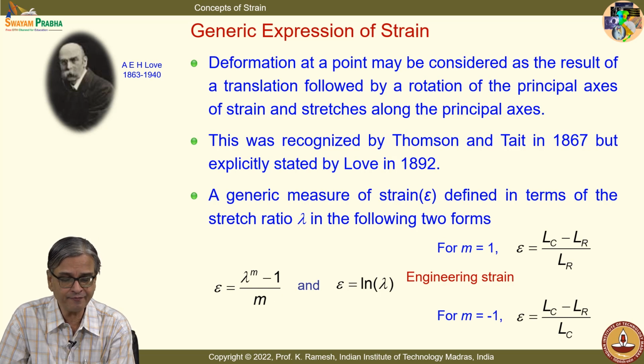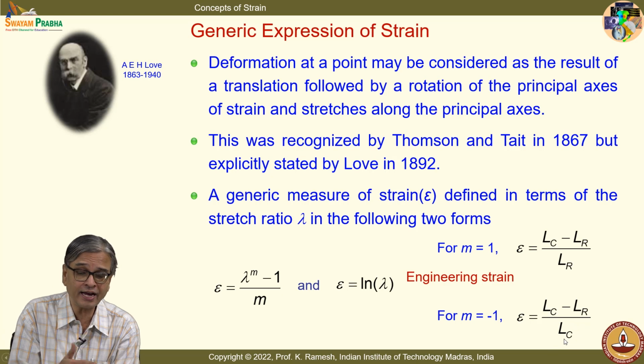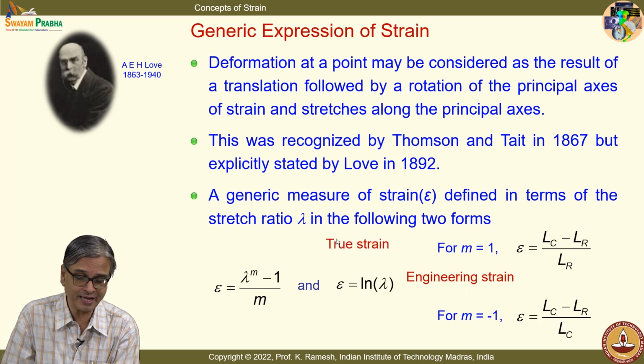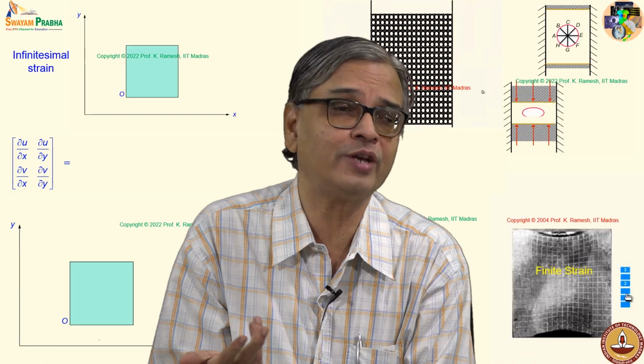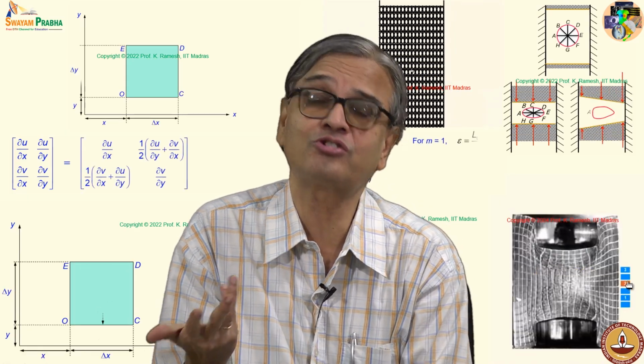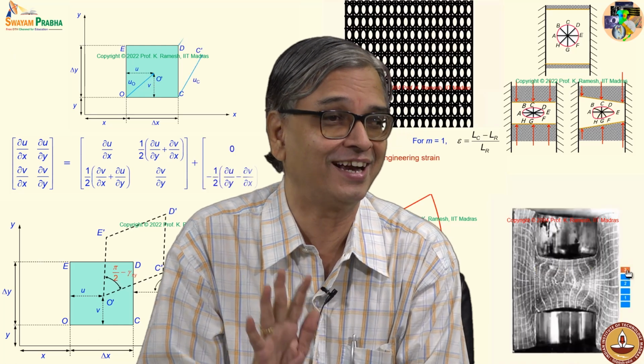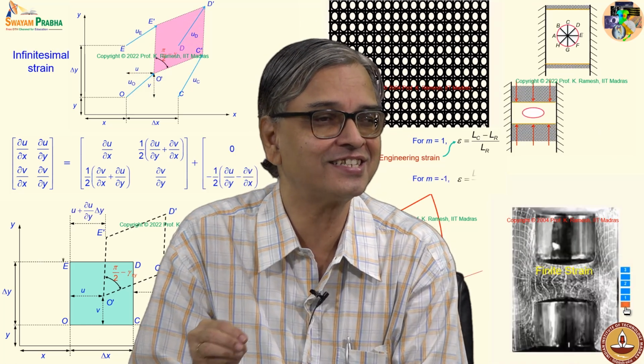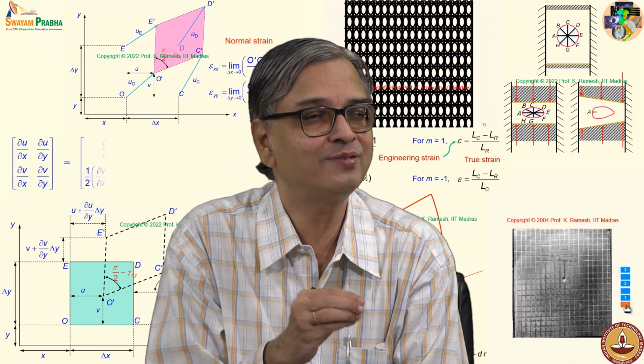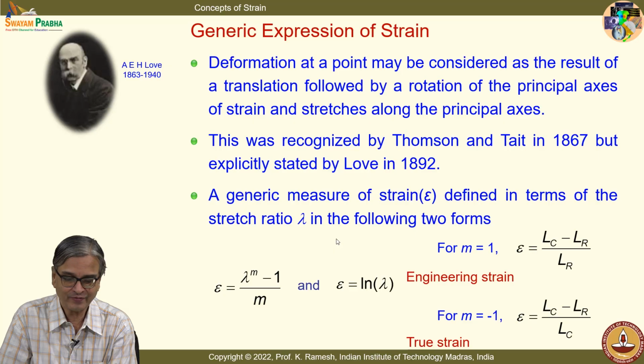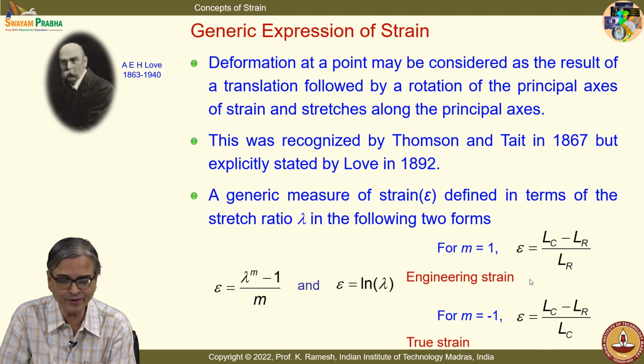I can also have m as minus 1. When I put minus 1, I have this as LC minus LR divided by LC. That means this is referred with respect to the current configuration. And when I do that, there is a specific name. People want to coin new names. They call this true strain, as if the other one is untrue. It's not like that. Fine, we will see stress strain relations, we will talk about strain hardening, and we will see how the graph changes when I use this expression. These two we will be using in strength of materials as well.